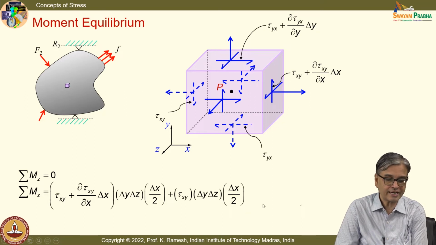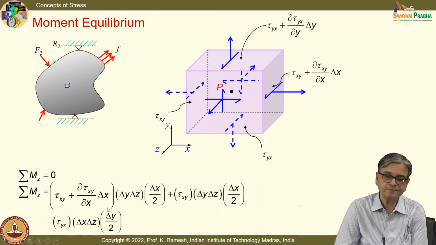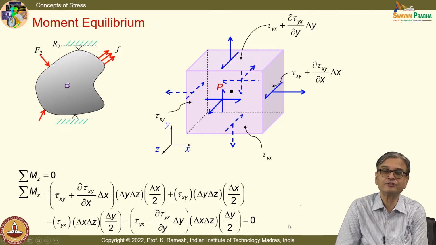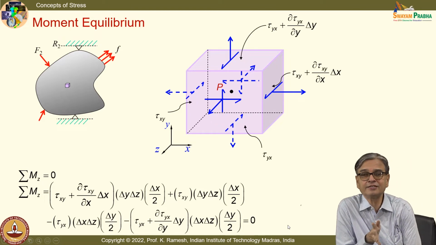So similarly, I write it for the yx components: minus tau yx delta z, and I have this as delta y by 2, and I have this as minus tau yx plus dou tau yx by dou y delta y multiplied by the area, and the moment arm is delta y by 2. That goes to 0. Can you simplify this expression?